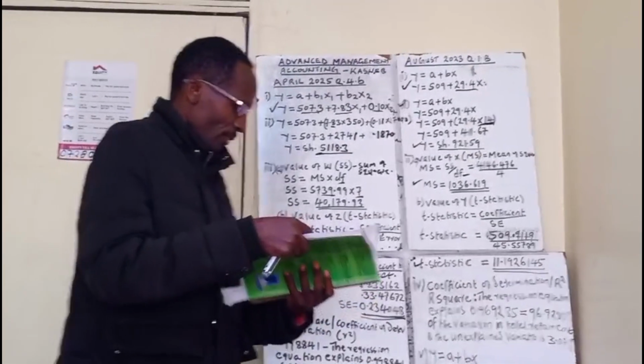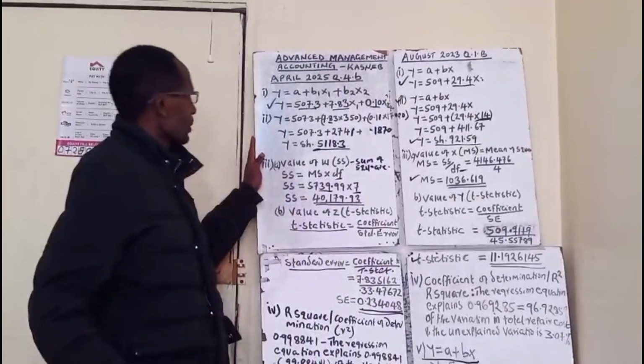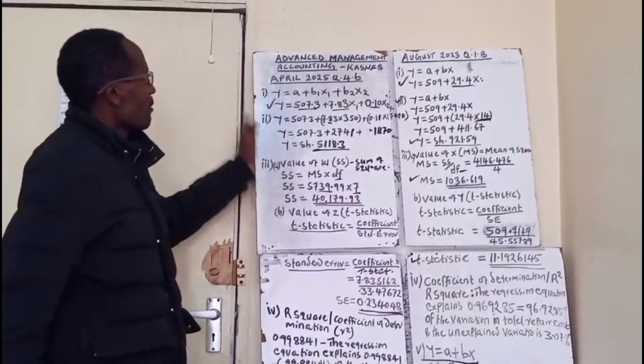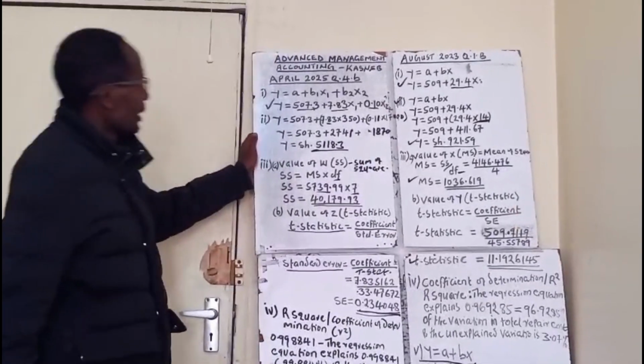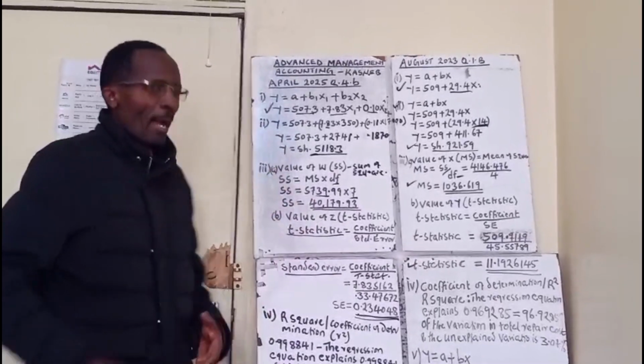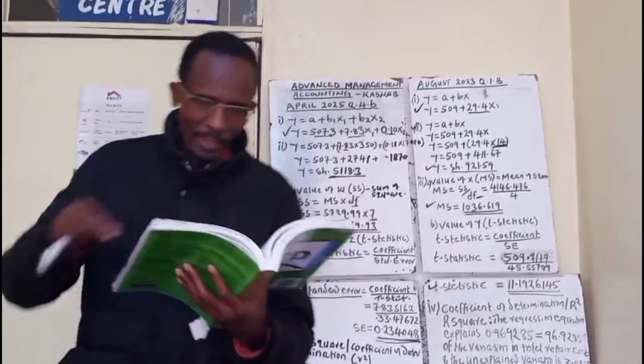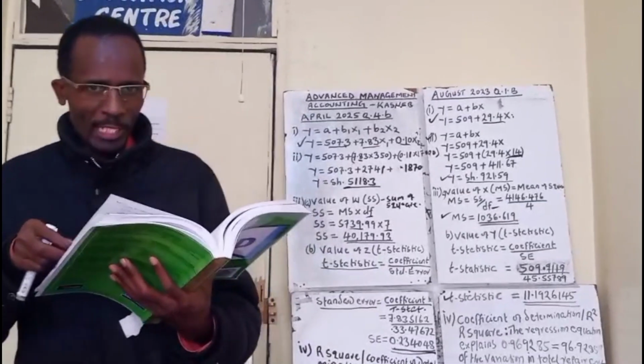So that is the end of our revision for today, the two past papers: April 2025 question 1, question 4B, and August 2023 question 1B. So that is the end of our lesson for today. We can meet next time for more revision classes.